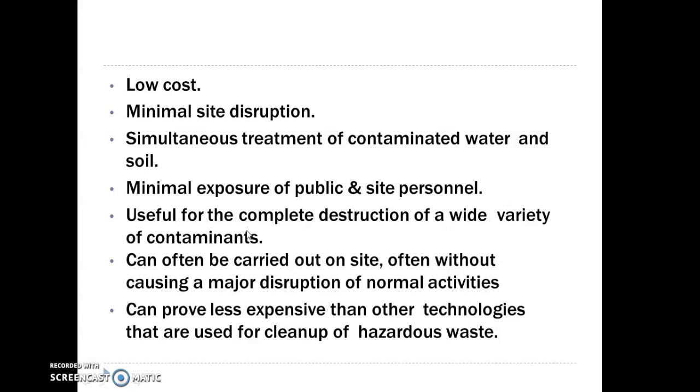Useful for the complete destruction of a wide variety of contaminants. We can completely destroy or reduce the contamination, a wide variety of contamination from every group of chemicals. Can often be carried out on site, often without causing major disruption in normal activity. So can prove less expensive than other technology.